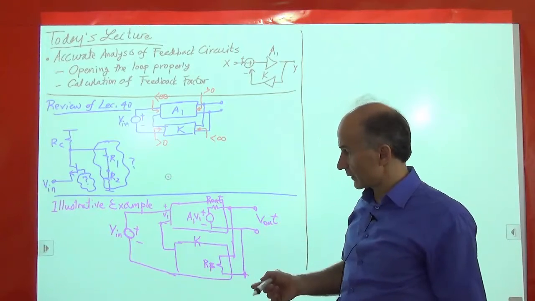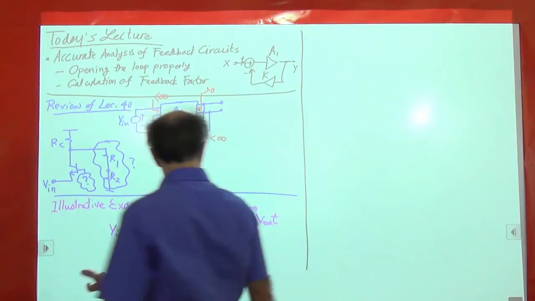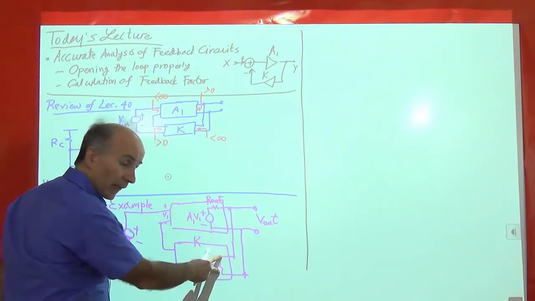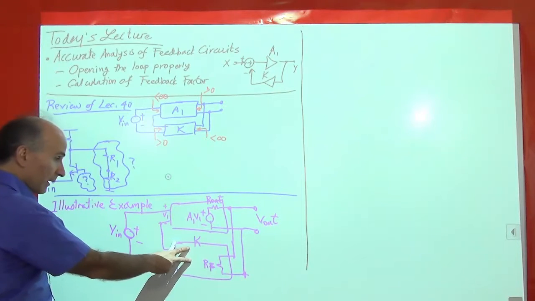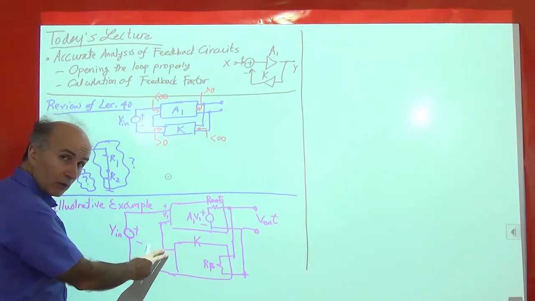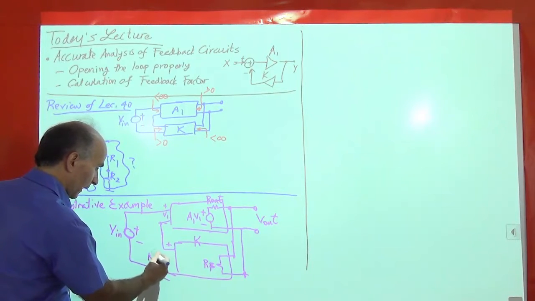Okay, so I need to analyze the circuit. Again, circuits 101 should be simple enough, right? Let's go ahead and we say this is V out. So that's V out. And K says I will take this voltage, multiply it by K, and generate a new voltage here. So this voltage is K V out.